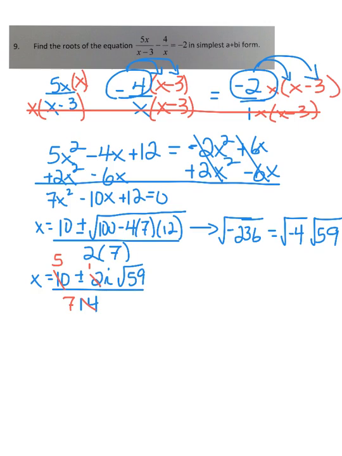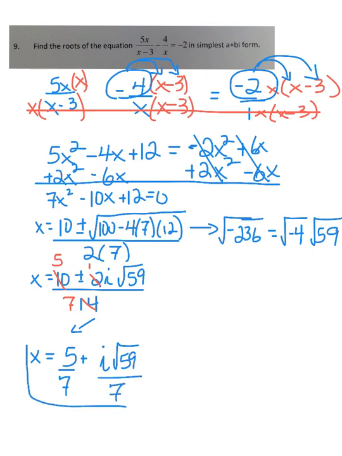And don't forget, it says in simplest a plus bi form, so I'm going to want to split this up at the same time. All right, so let me do this nice and slow. So here we go. I'm going to have x equals 5 over 7 plus i radical 59 over 7.